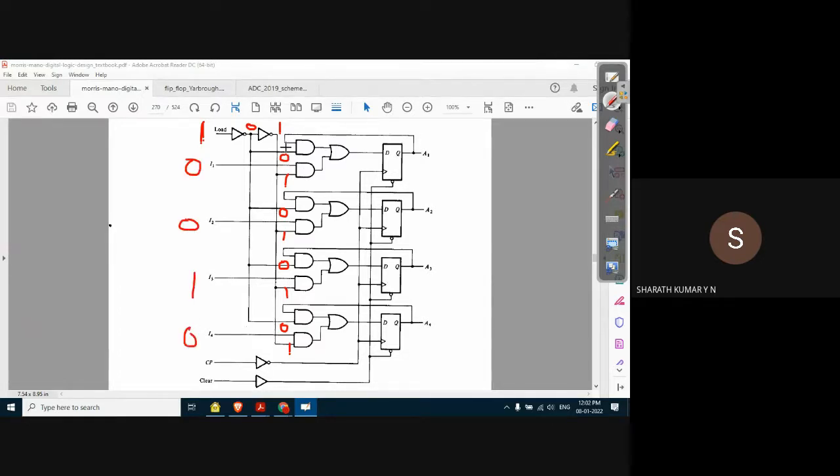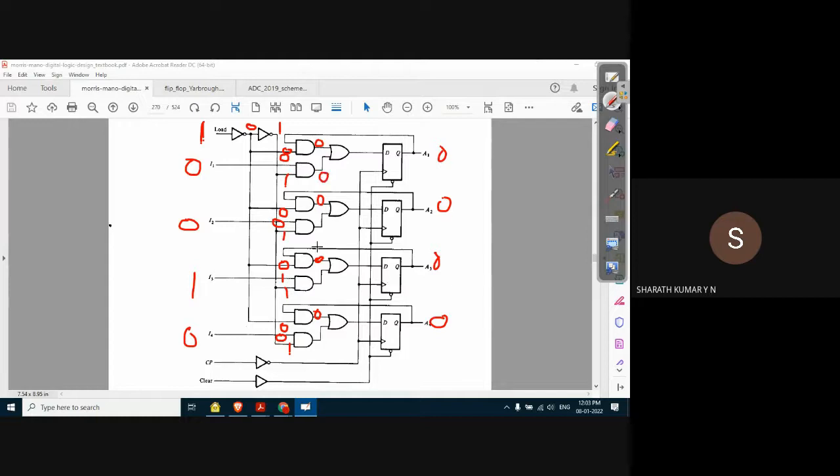That means these inputs are 0. Yes, correct. This is 0, this is 1, and this is 0. Wherever there is a 0, the output is obviously 0. It doesn't matter what the previous output of the clock pulse was. Let us take it as 0, for example, just to make it simple. These outputs are 0. And look at the other AND gates.